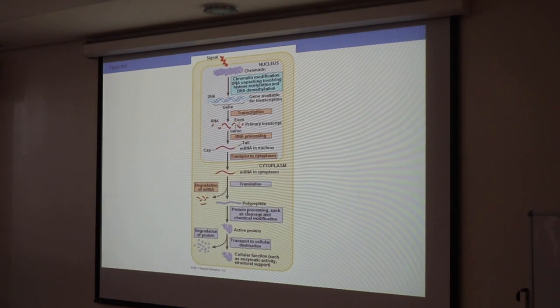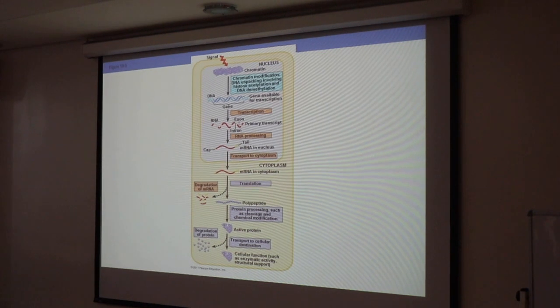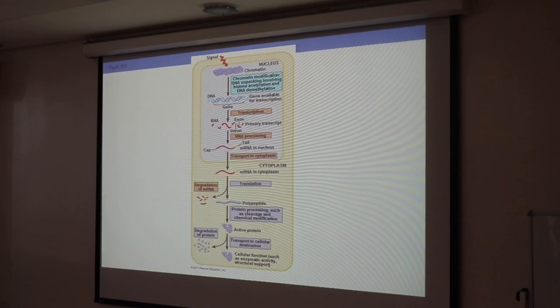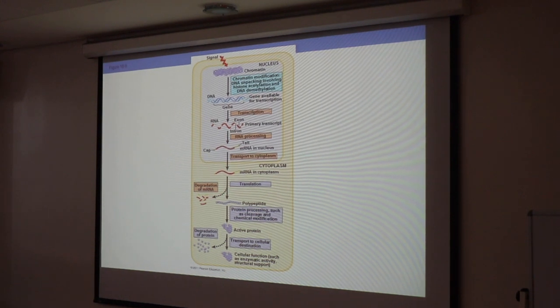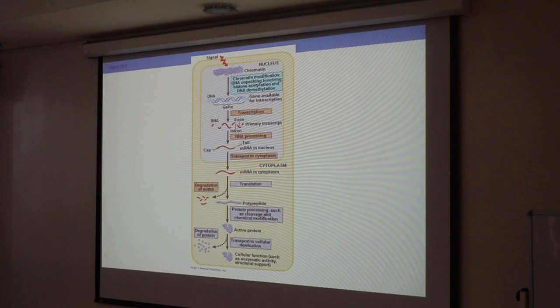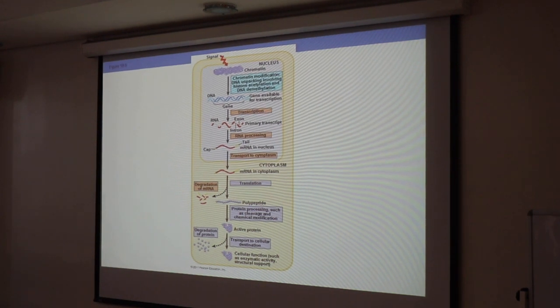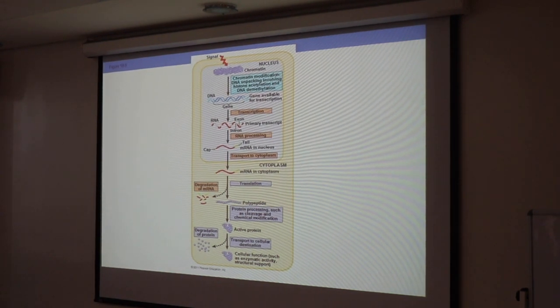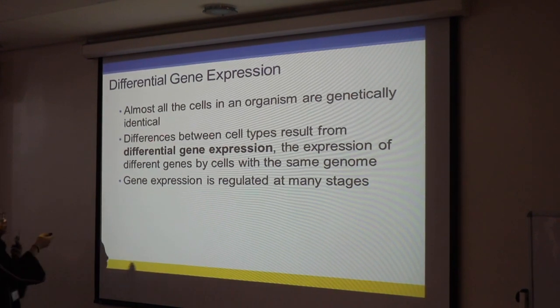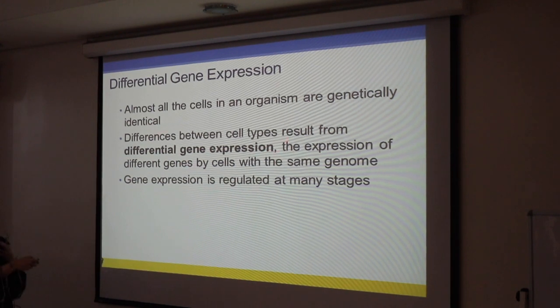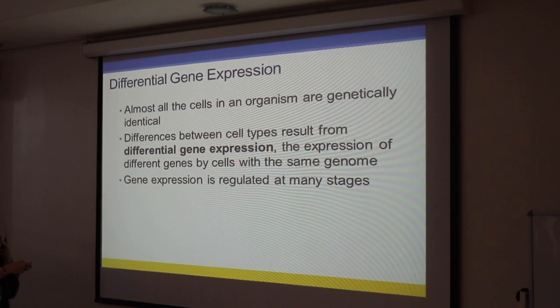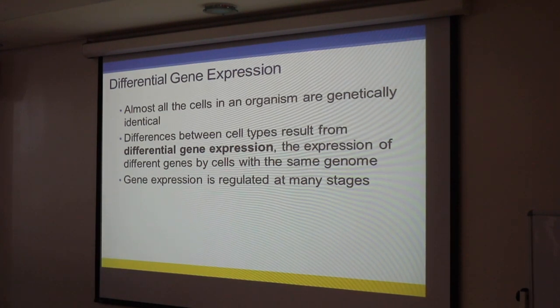The function, the gene expression. Because different cells will express different proteins. Even though they have the genetic material to make all the proteins, they don't do that. They will express only the proteins that make them differ. This is what we call differential gene expression. It means that different cells will express different genes, even though they have the same genome. Clear? Yes.